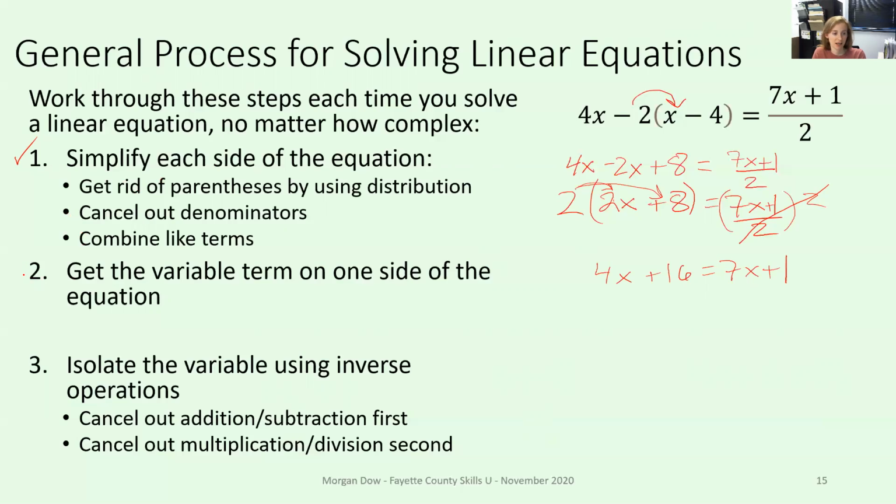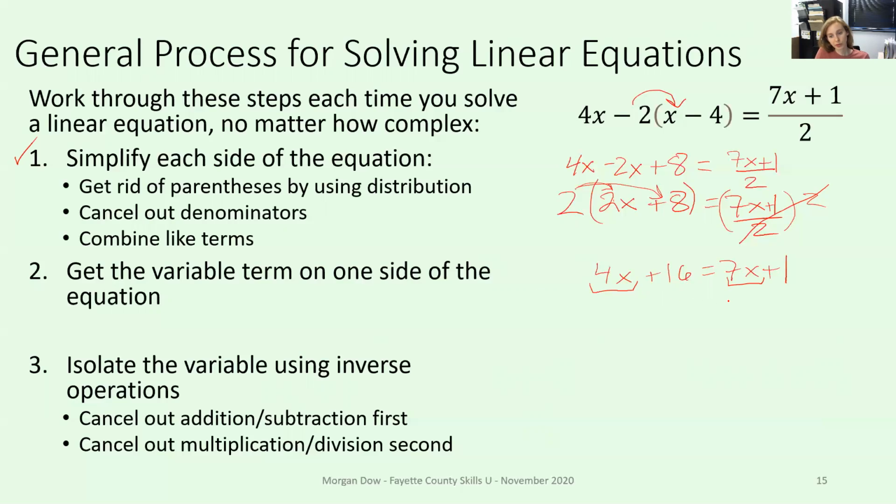Now on to the second phase is to get the variable term on one side of the equation. So I look at my equation now, and I see that there's two variable terms, one on each side of the equal sign. We don't want that, right? Because ultimately it is our goal to have the variable by itself on one side of the equation. So we don't want it on both sides, just one side. So what we're gonna do is we're gonna pick one of these variable terms to cancel out. Doesn't matter which one you choose.